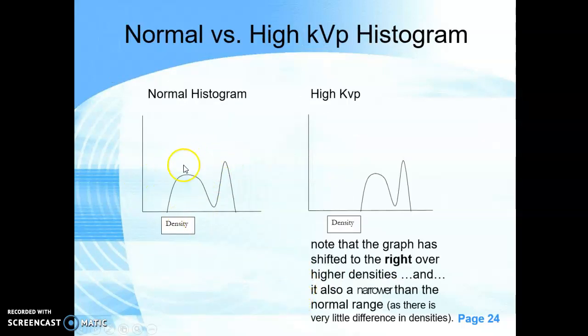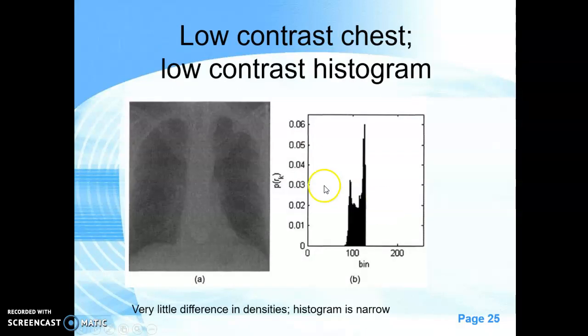So here we have our normal histogram. Here's an image that was taken with probably too high of a KVP. You'll notice that the graph or the histogram has shifted to the right compared with the normal, and it's a little bit narrower compared with the normal. It's narrower because, again, with a high KVP, there's very little difference in the densities, which makes the histogram more narrow. Here's an example of a very low contrast chest image, very poor quality. There's very little difference in the densities, so the histogram becomes very narrow.